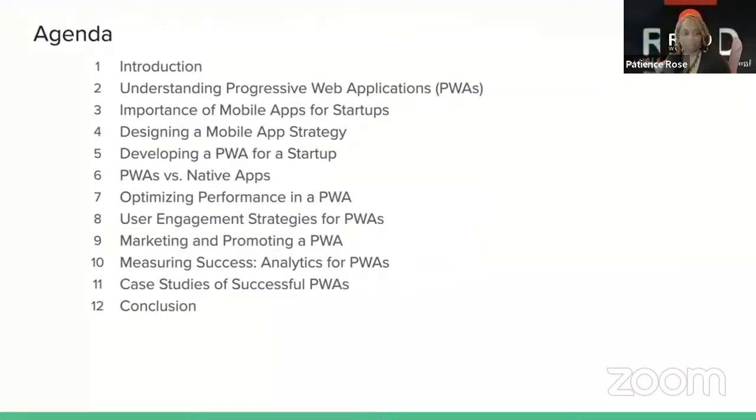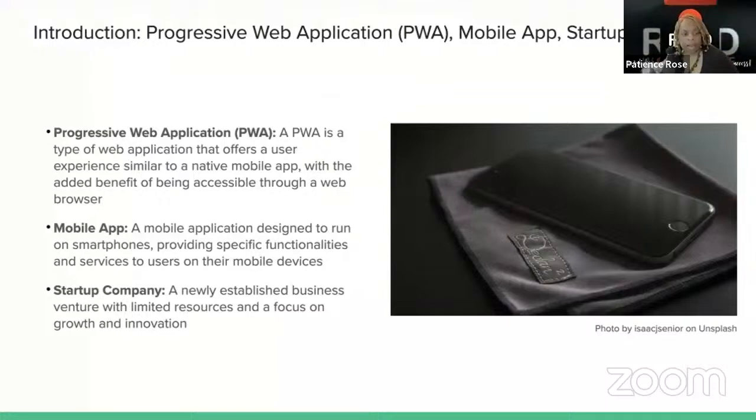Okay. So let's talk about it. So, really, when we're talking about a progressive web application, it is a type of web application that offers a user experience similar to something that is a native mobile app on your phone or your tablet, and there's an added benefit of being able to make it accessible through a web browser when you have a progressive web application. A lot of times when you download an app from the app stores, whether it's the Google Play Store or the Amazon Store, or you're downloading it from the App Store on Apple, you don't have the same way of using it in a browser.